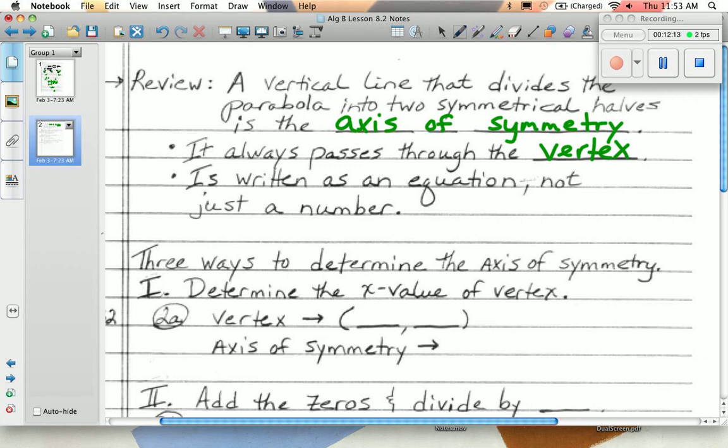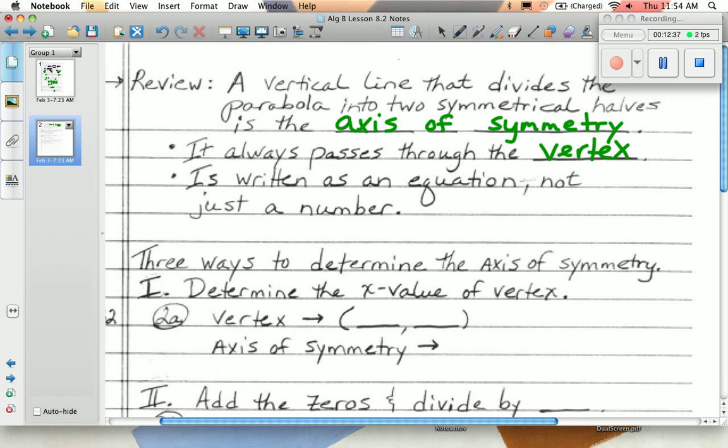Okay, so it always passes through the vertex. That line of symmetry, that vertical line that divides it into two symmetrical halves, always passes through the vertex. Here's the part where students mess up when I talk about the axis of symmetry. If it's a vertical line and you have to give the axis of symmetry, it's a line. So that means you have to write it as an equation. It's not just a number, it's going to be an equation.